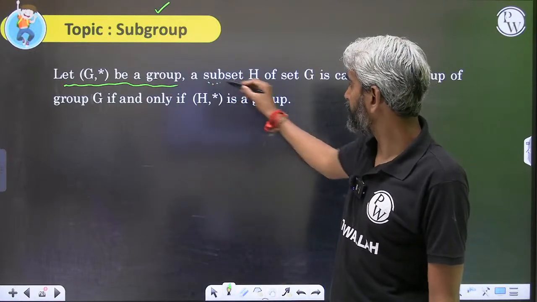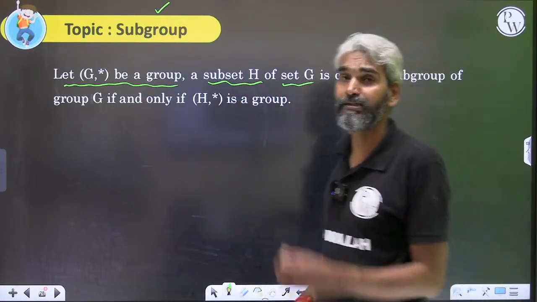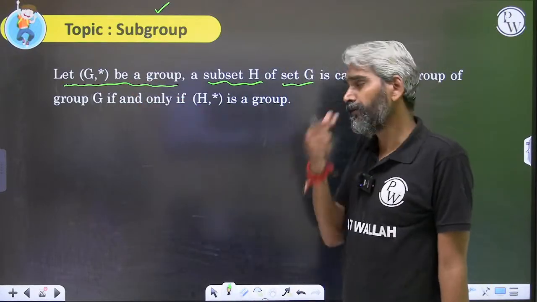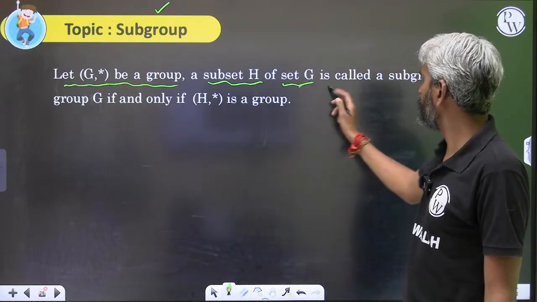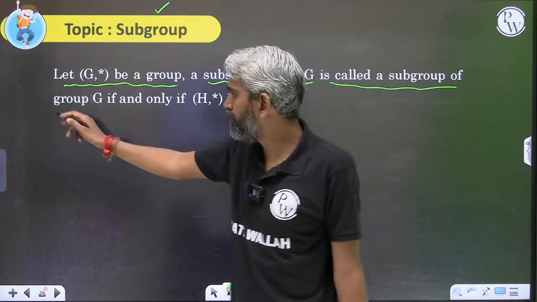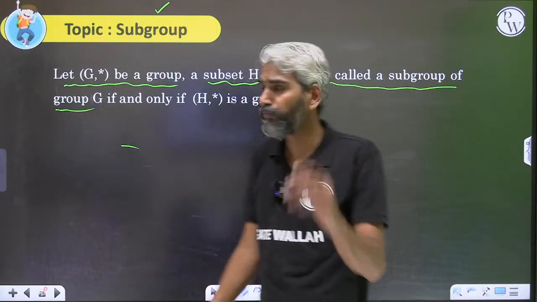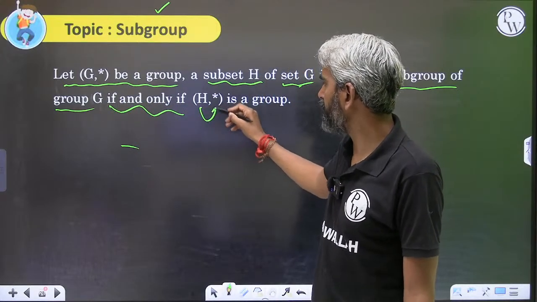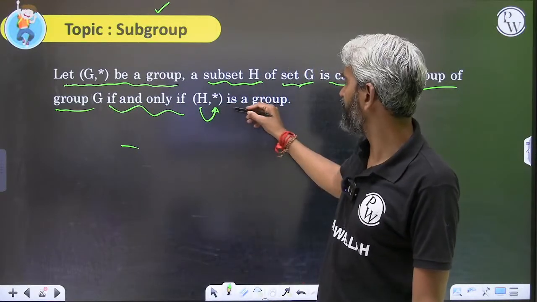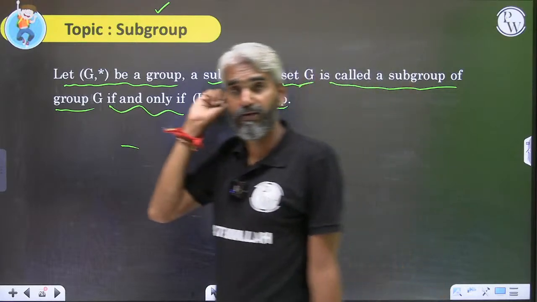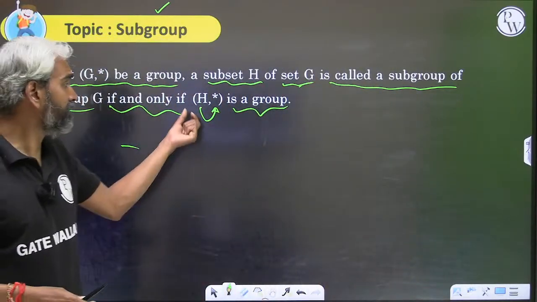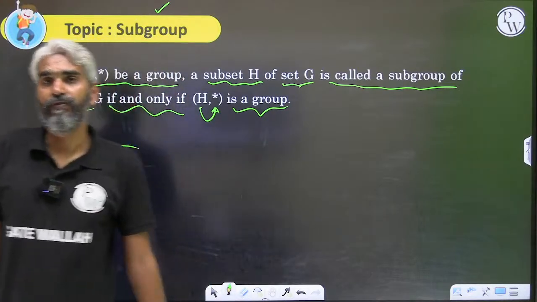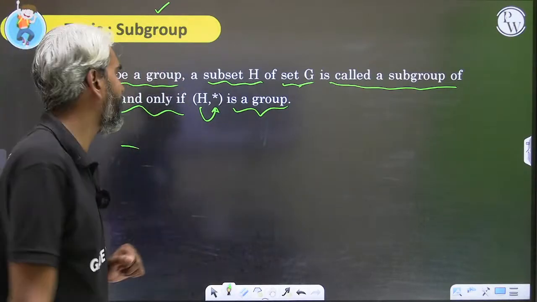If I take a subset H of set G, then will it form a group with respect to binary operation asterisk? We don't know. So the subset H of G is called a subgroup of group G if and only if the set H with respect to binary operation asterisk satisfies the property of a group. Clear?